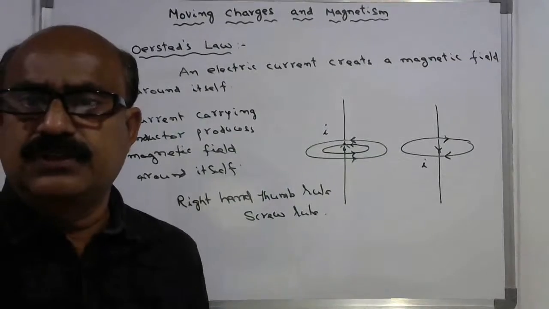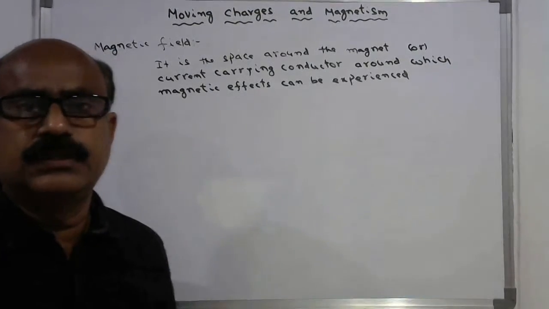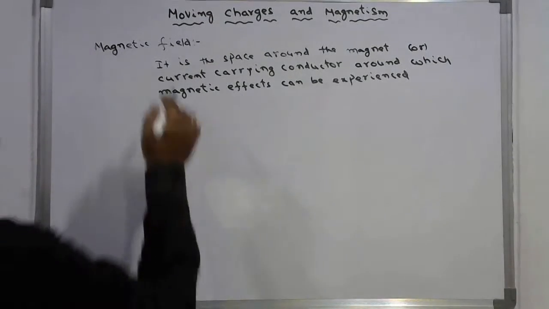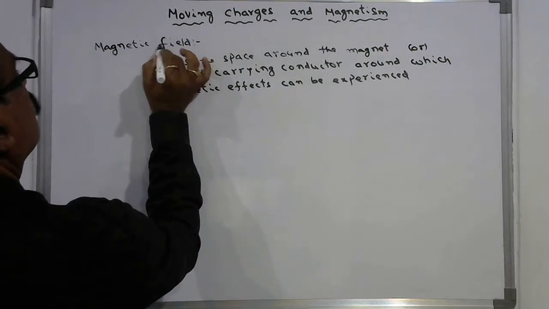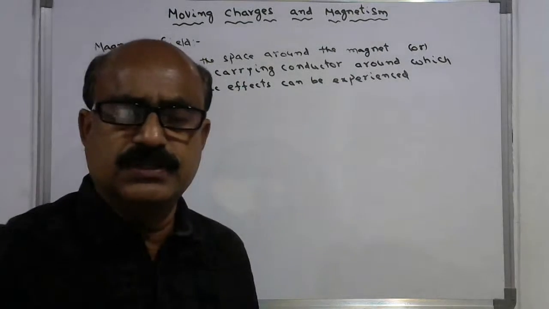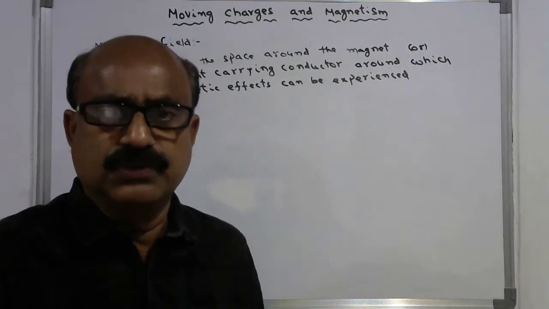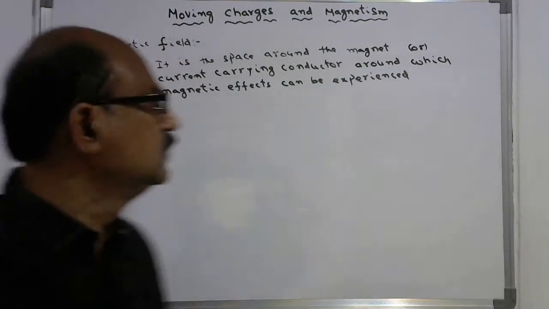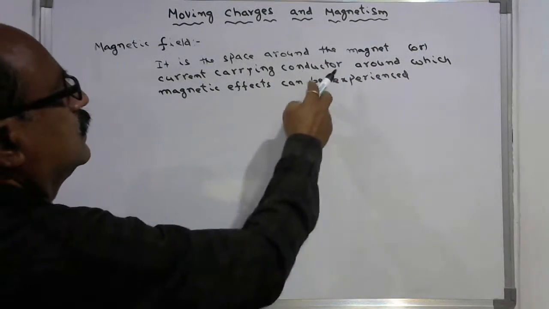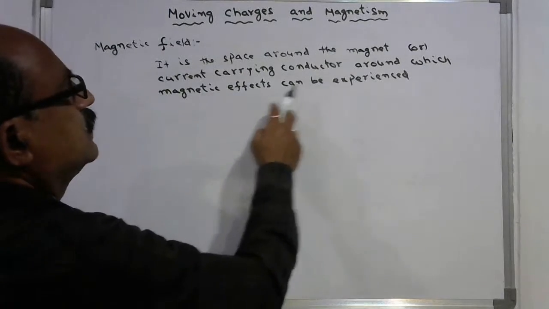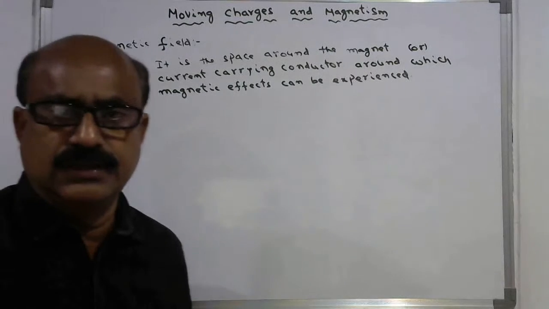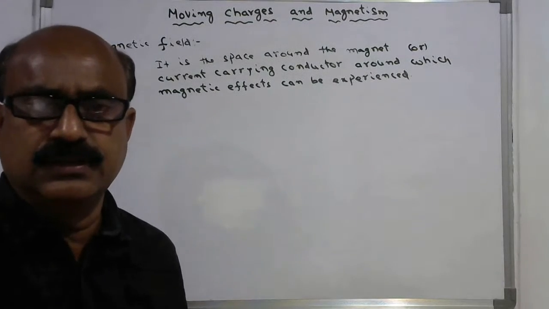Now let us observe another important topic. The next one is the magnetic field. So what is actually a magnetic field? It is the space around which it has its influence. That is what is called a field. It is the space around a magnet or current-carrying conductor in which magnetic effects can be experienced. This is what is called a magnetic field, like gravitational field and electric field.